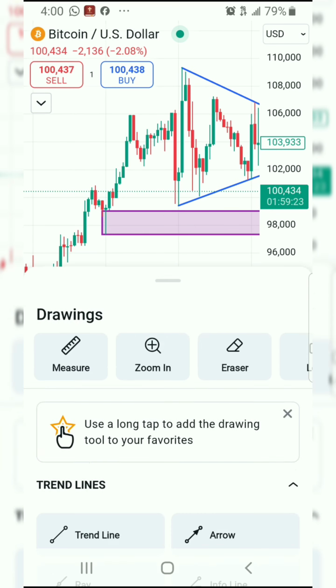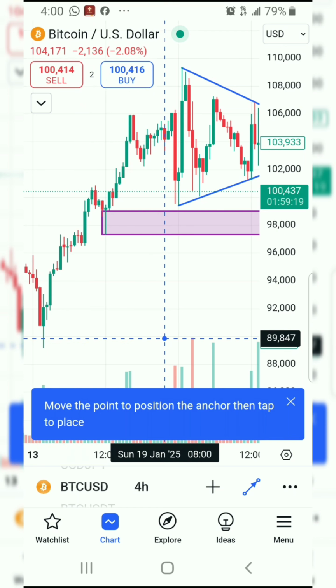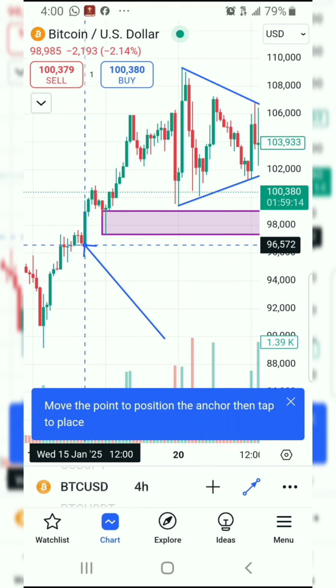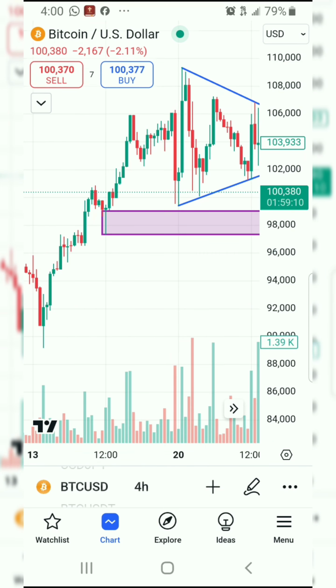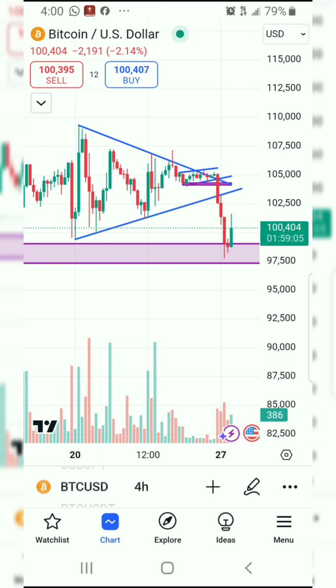And the other levels are these. You can mark these levels as well. This level and these, especially these two. You can mark them and use them as your TP levels. So that's it for the trend line break and retest strategy.